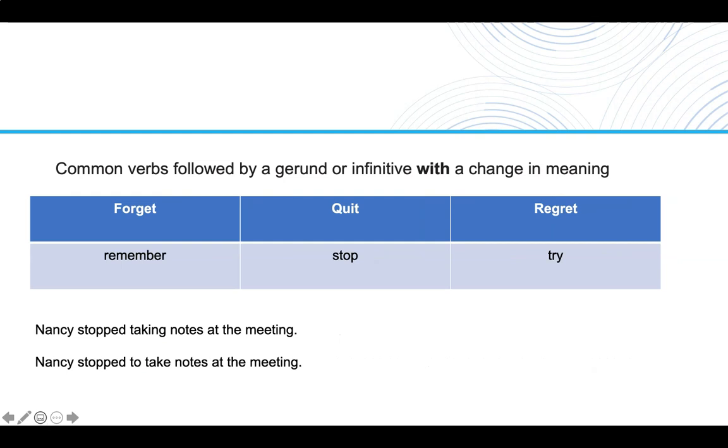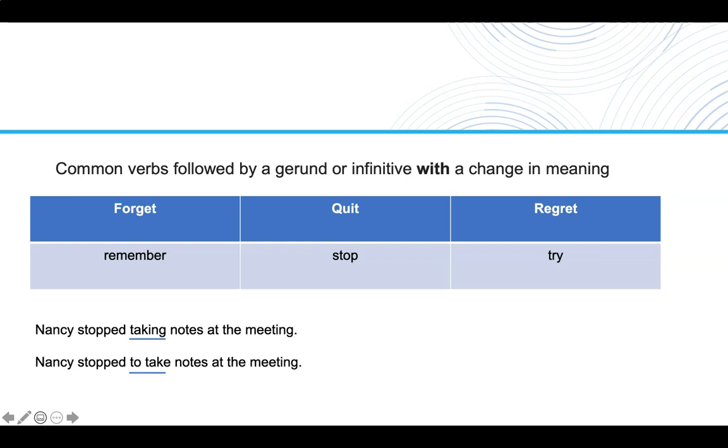This last chart is a list of verbs that can be followed by either gerunds or infinitives, but the meanings of each sentence are very different from each other. This means you have to think carefully about how you write your sentences and what meaning you want your readers to get from your writing. The verb stop is one of my favorites for this type of exercise. When you read the sentences, Nancy stopped taking notes at the meeting, and Nancy stopped to take notes at the meeting, do you notice a difference?